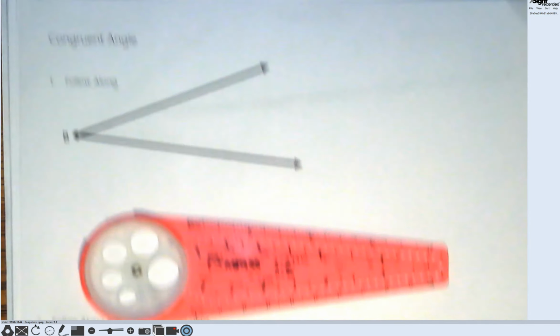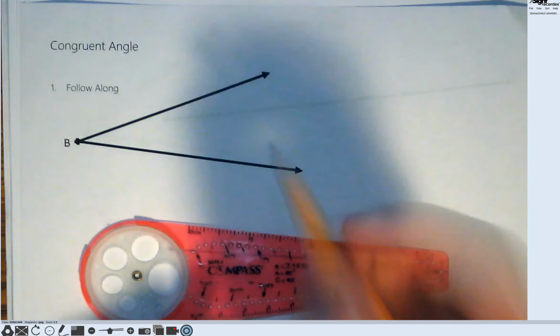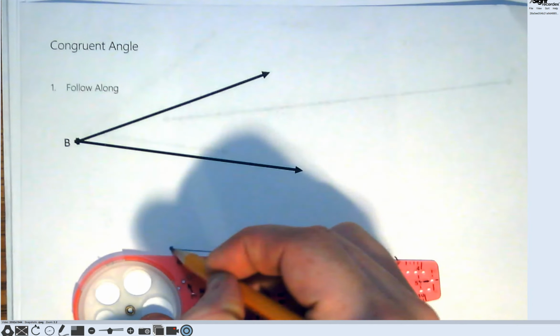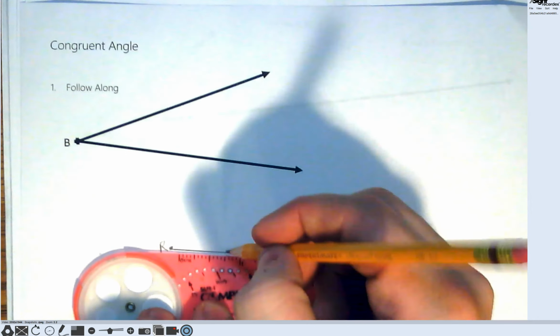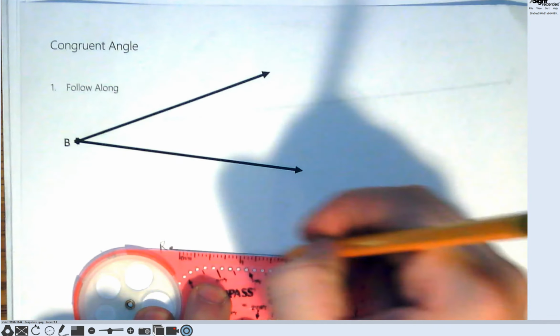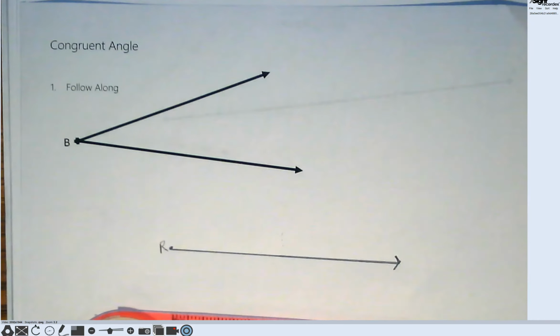Okay, so the next construction we're going to look at is constructing a congruent angle. The first thing we're going to do to construct a congruent angle is draw a ray. To draw a ray, you make a point, and I'm going to call that point R. Then we draw a ray from there. You just draw a straight line, a little arrow there, and we've got a ray.